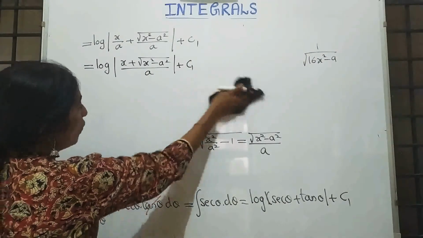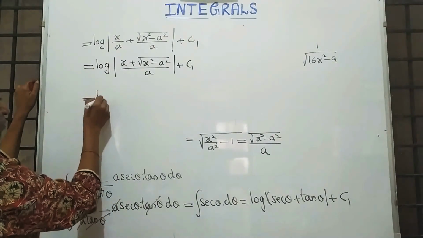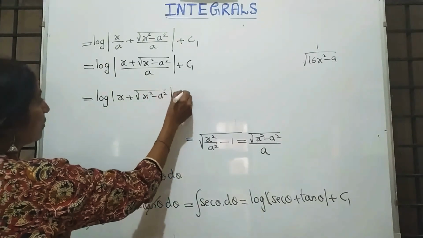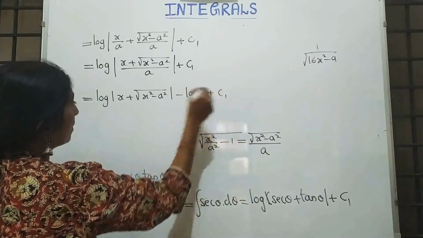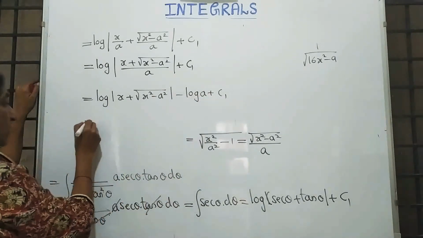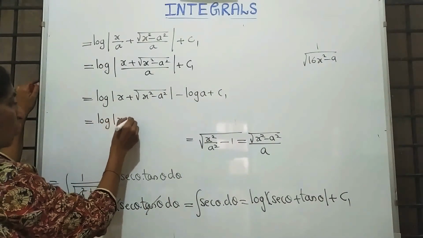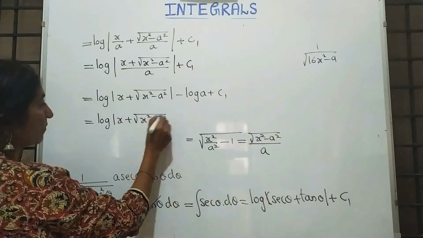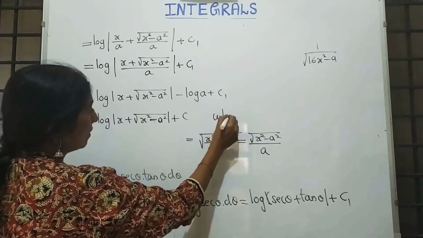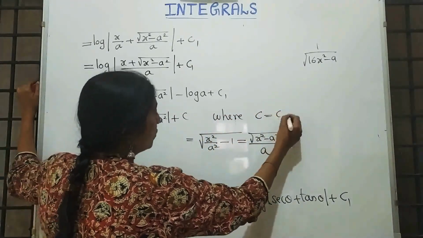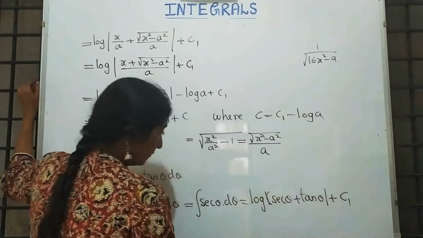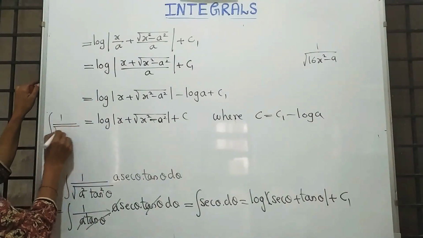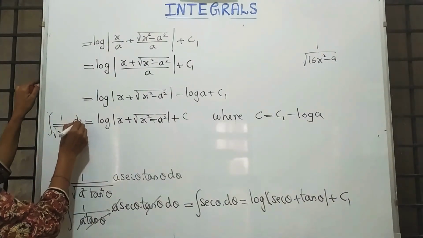But it is in the form of log m upon n, that is log m minus log n plus C1. But log a is also constant, C1 is also constant. It is log of x plus root of x square minus a square plus c, where c is equal to C1 minus log a. That is what? It is 1 upon root of x square minus a square.